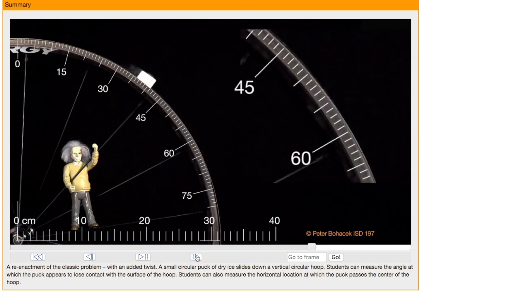It's going past 45 degrees. Every small line is 1 degree. Now it's hard to see in the zoom-in picture, but certainly right around here, it's kind of left the surface, and certainly past 60 degrees you can see a gap between the puck and the circular hoop. Yeah, it's nicely done.